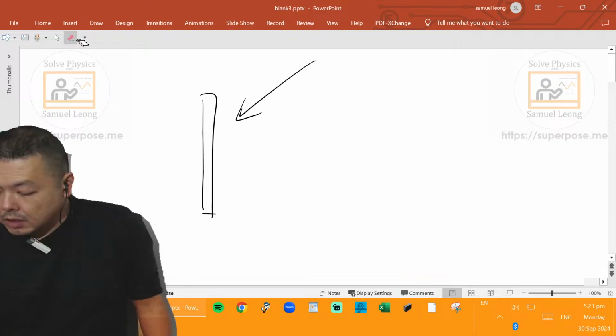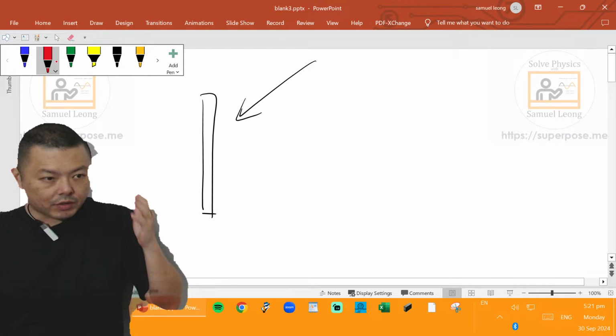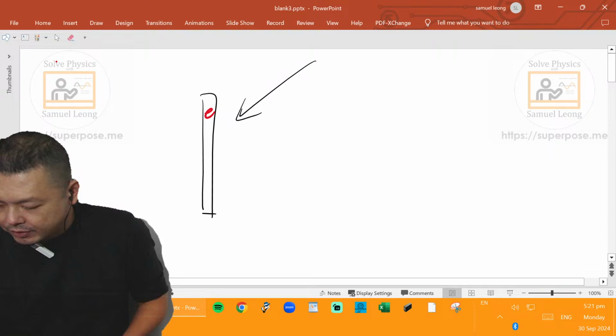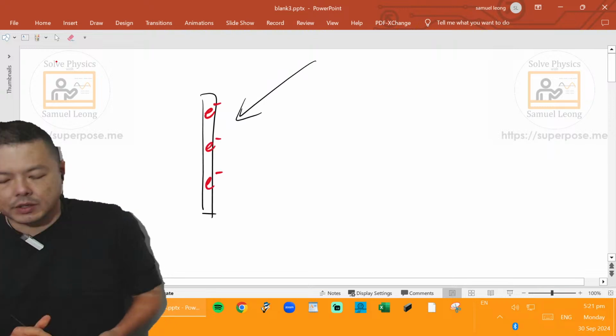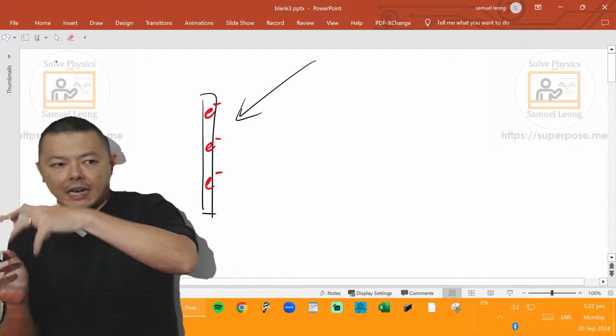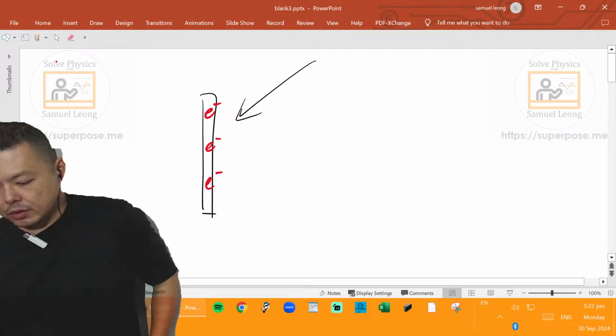So we want the electrons to come out. Whose electrons? The metal plate's electrons, right? There are electrons on it, and we are trying to shine the light on the electrons so that the electrons can absorb the energy and then jump out. Correct? Yeah. So that's the thing.